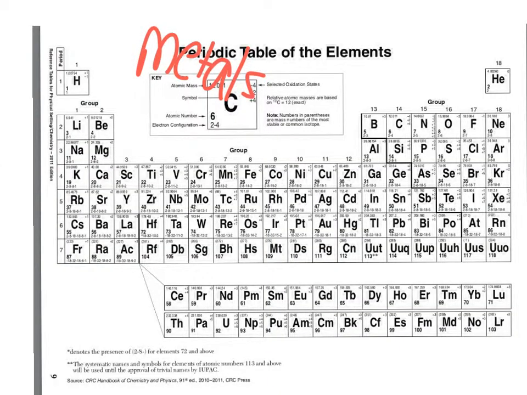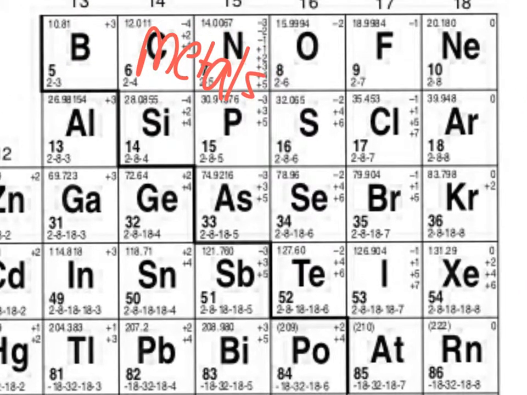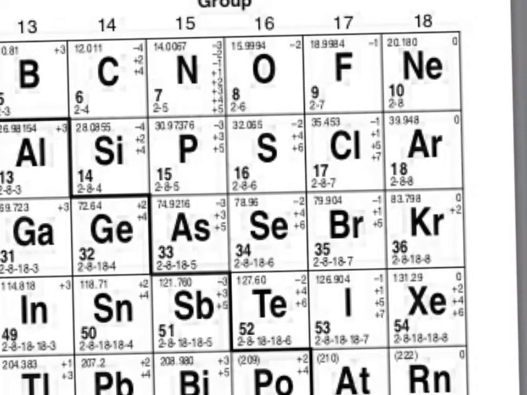Now, if we take a look at the other side of the periodic table, let's get rid of this word metals so you don't get confused. On this side, you look at the number of valence electrons. 7 valence electrons, 7, 6, 6. They have a lot of valence electrons in their outermost shell.